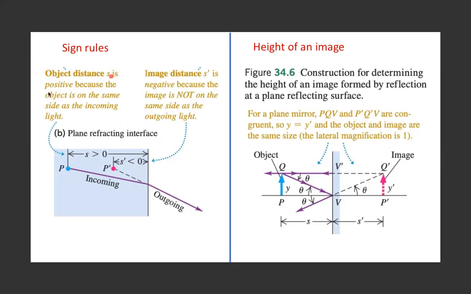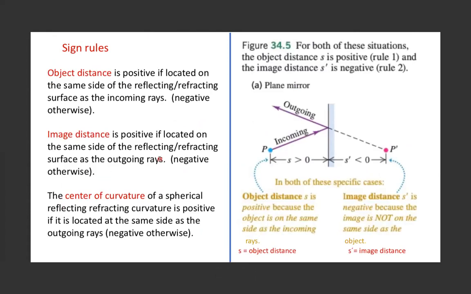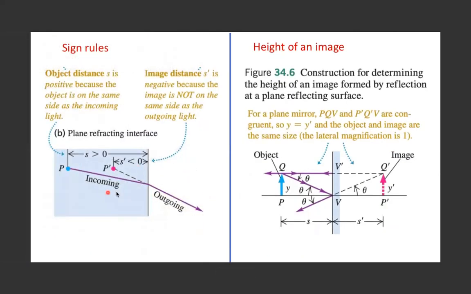The object distance in this case is positive because the object is on the same side as the incoming ray. Perfect. Image distance S prime is negative because the image is not on the same side of the outgoing rays. See? This is rather fictitious at this point, but it's good to learn because of what we're going to see later.